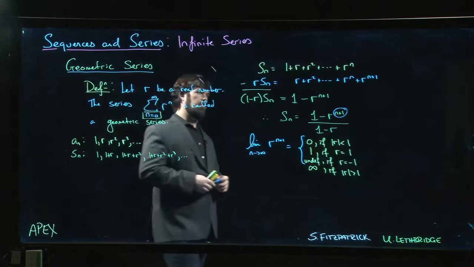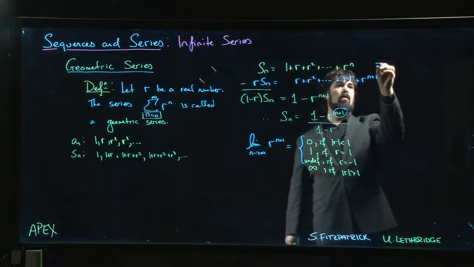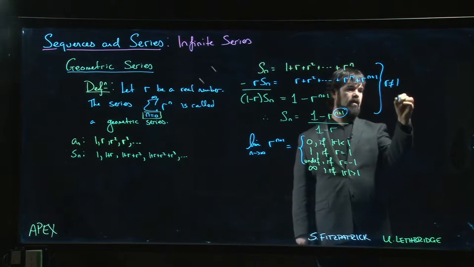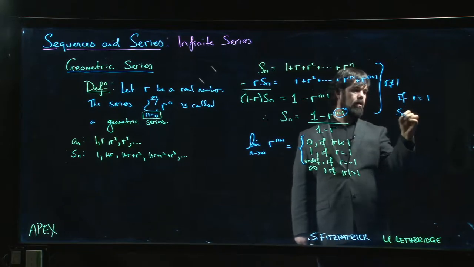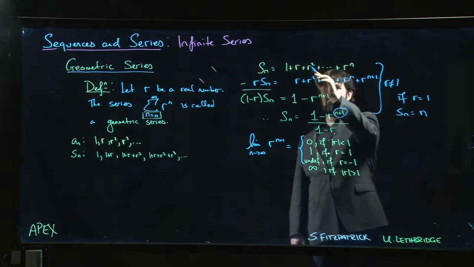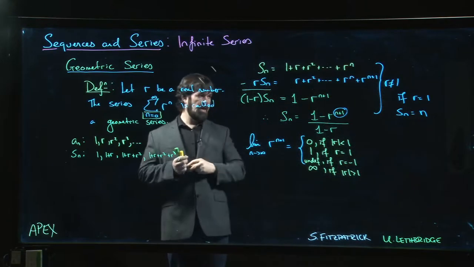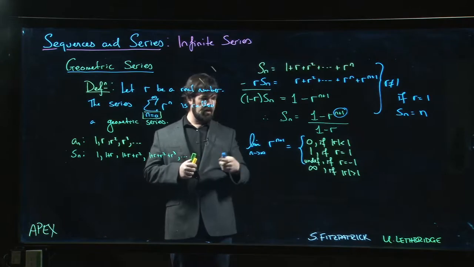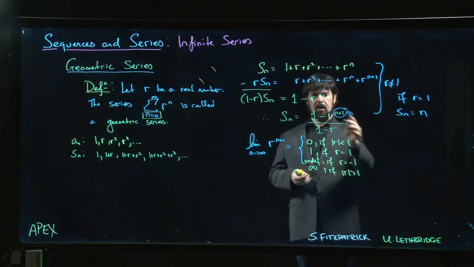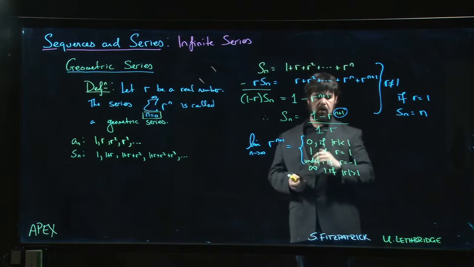Because the one case that we left out here is this is all well and good if r is not equal to 1. But if r is equal to 1, then S_n is just n, because you're just going to be doing 1 plus 1 plus 1 plus 1 plus 1. So you get n. And the limit of n as n goes to infinity is certainly infinite. And so we look at this and we say, well, the only time where you can actually take a limit of this is if the absolute value of r is less than 1.